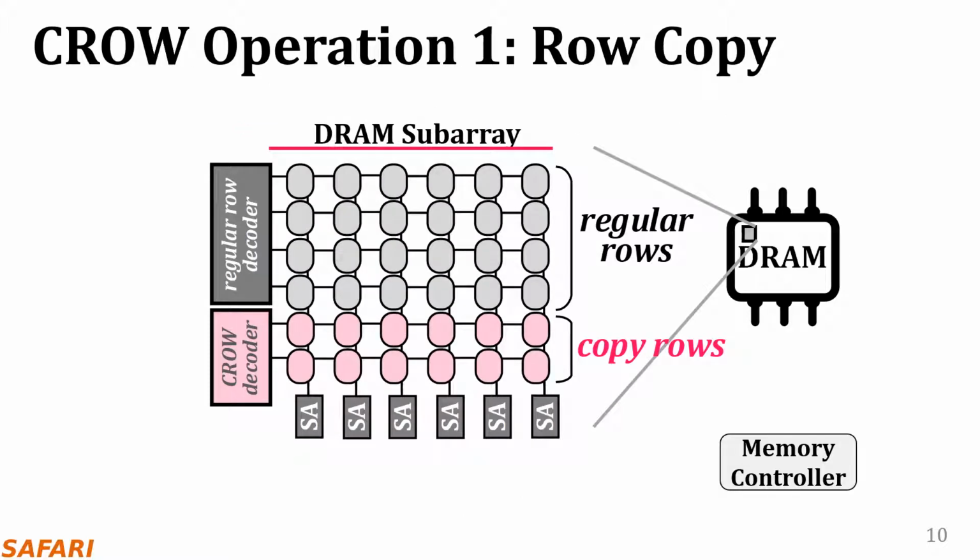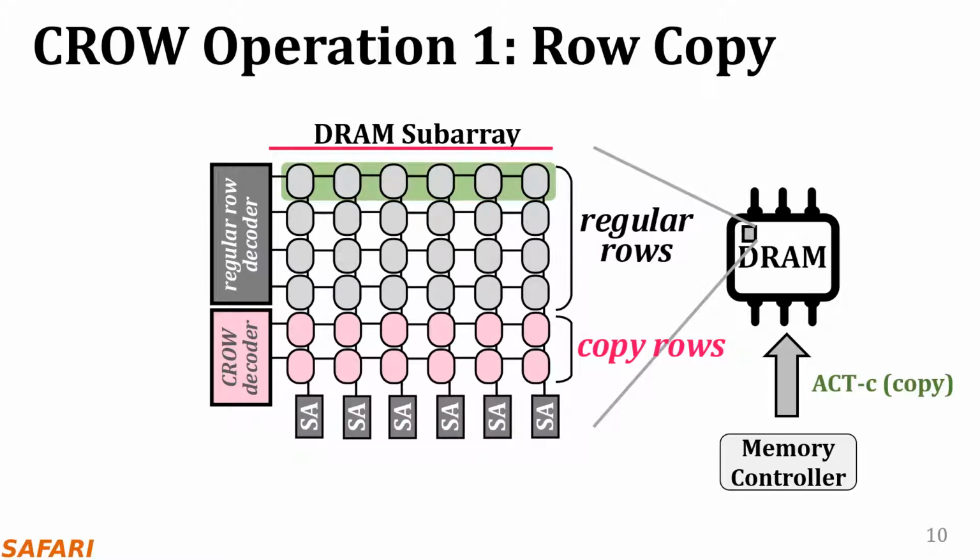The first of the two operations that CROW enables is copying the content of an entire regular row into a copy row. To initiate the row copy operation, the memory controller issues the new copy command that the CROW substrate provides to the DRAM. This command first activates a regular row.